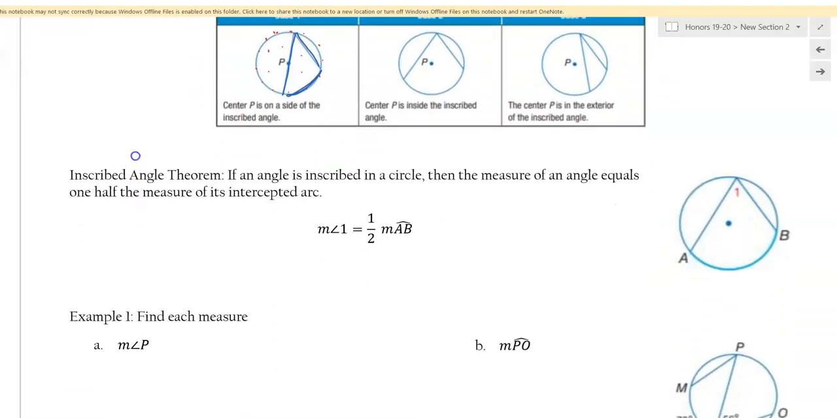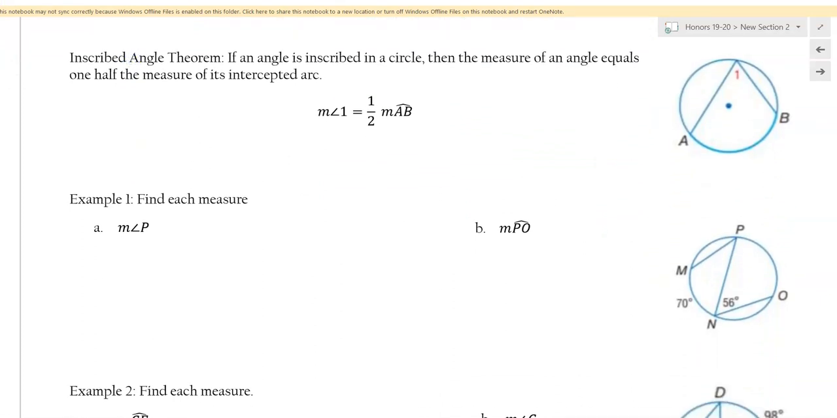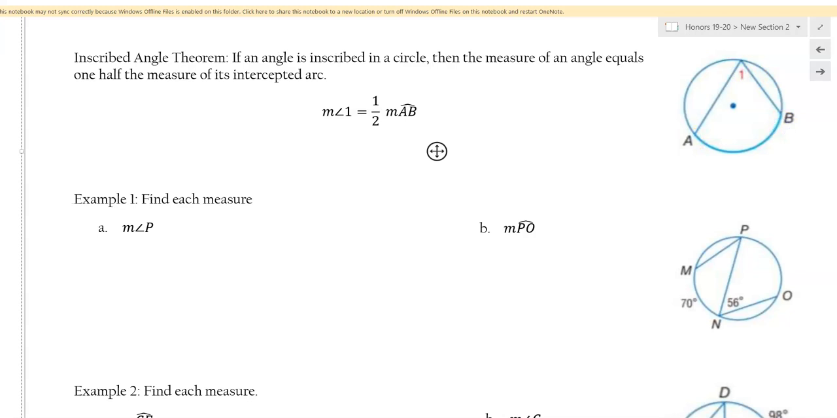So let's look at an example. If an angle is inscribed in a circle, then the measure of the angle equals 1/2 the measure of its intercepted arc. Okay. So really what we're saying is here's angle 1. Angle 1 is half of the measure of this arc. All right, different from our central angle, which is equal to its arc. And you can tell if you draw it that this angle is much skinnier than this angle. Okay, so that's how we get 1/2 of it.